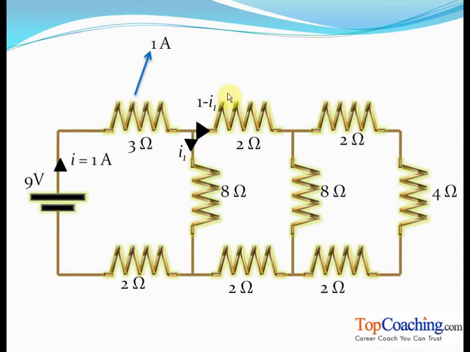Similarly, this current, which has a magnitude 1 minus I1, will again split up into two currents, I2 and 1 minus I1 minus I2, isn't it? So the current I2 will flow through this resistor and the current 1 minus I1 minus I2 will flow through this 2 ohm resistor. Now we can apply Kirchhoff's voltage law across loop 1, this loop here, and loop 2, this second loop here consisting of the battery and all these second loop resistors, to get the value of I1 and I2.